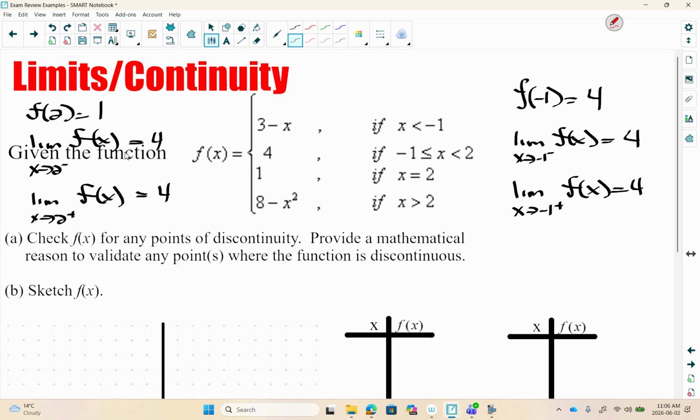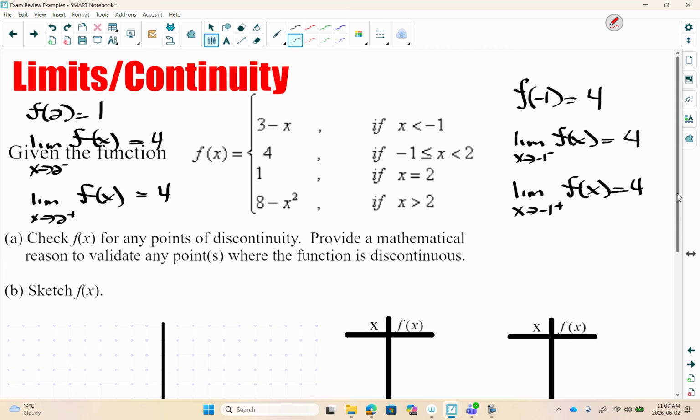It would be a point for removable discontinuity. That would be one quick way to do it. But this one wants me to make the sketch. So let's do the sketch first, and you should see that it's continuous at -1 and discontinuous at 2.